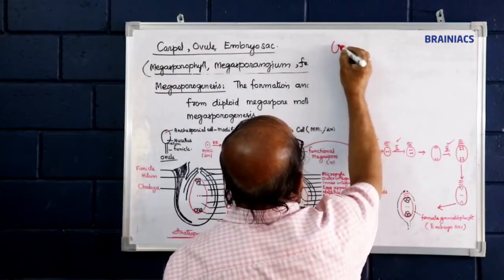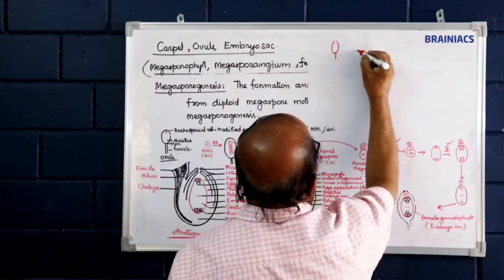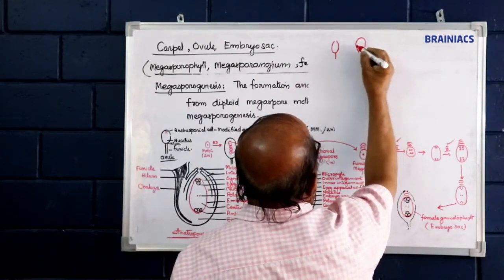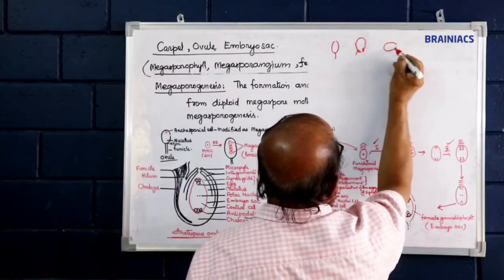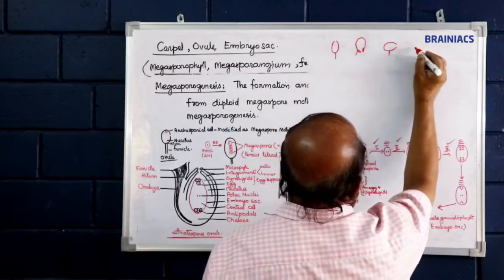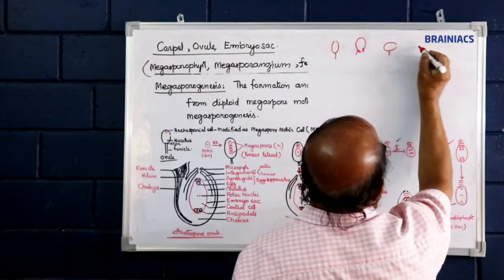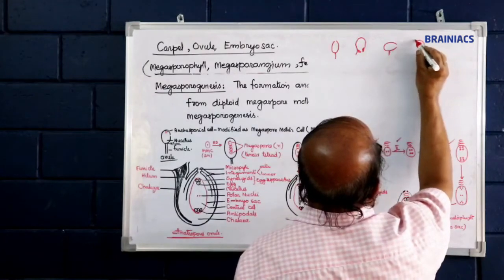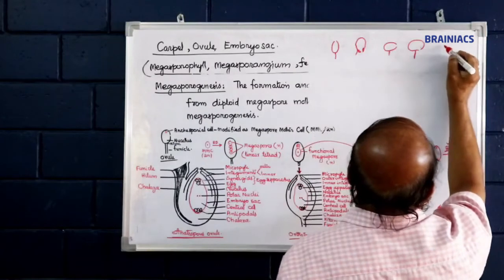This is the orthotropous ovule. This is hemianatropous. This is campylotropous.